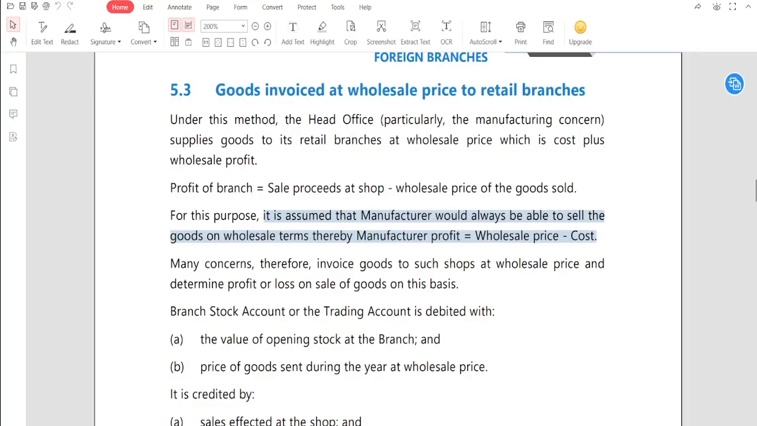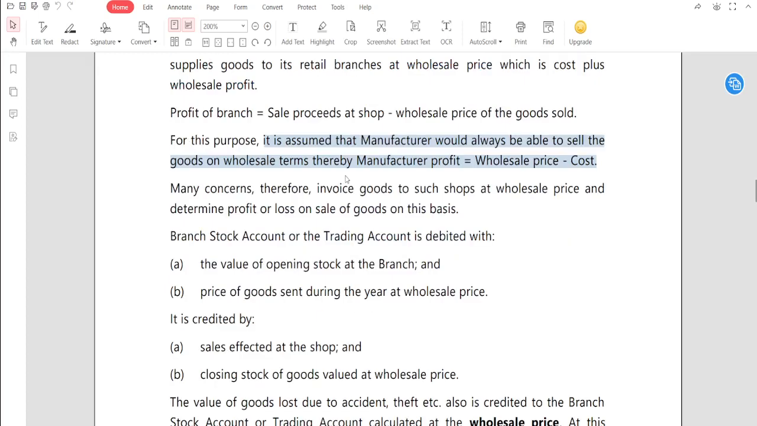Now let's move on. Many concerns therefore invoice goods to such shops at wholesale price and determine profit or loss on sale of goods on that basis. Branch stock account or trading account is debited with the value of the opening stock at the branch and the price of the goods sent to the branch at wholesale price. See what is given there. I am going to show you the account separately.